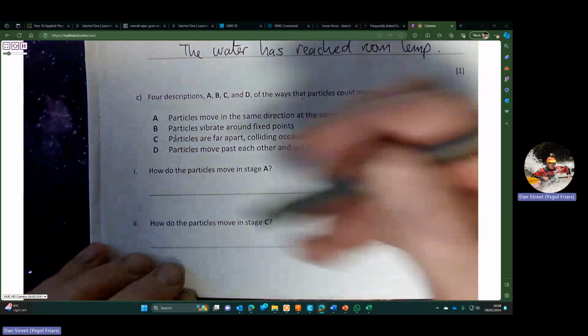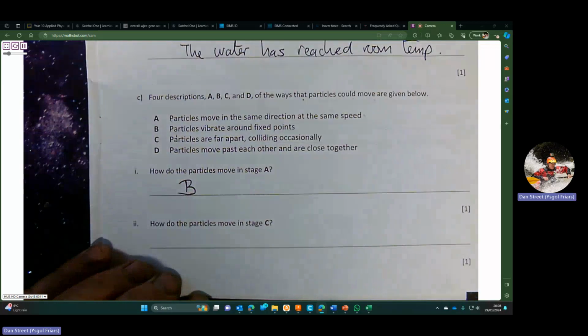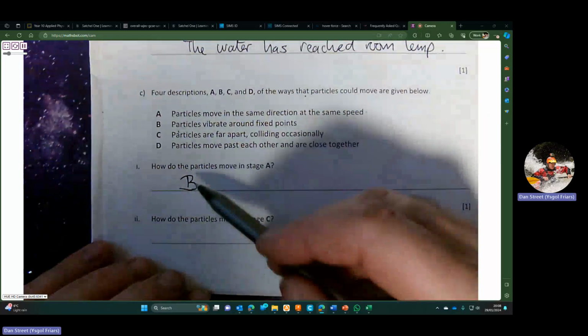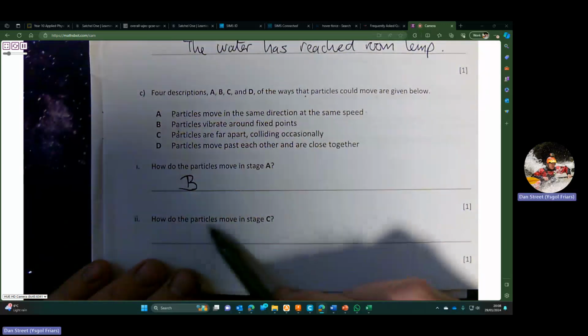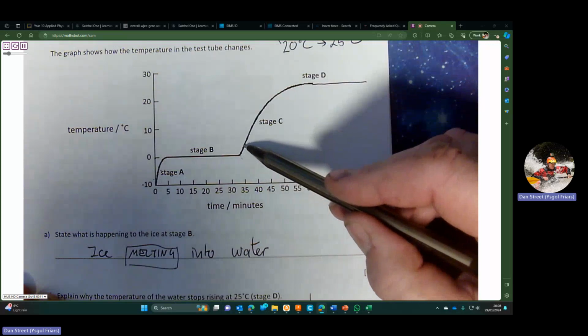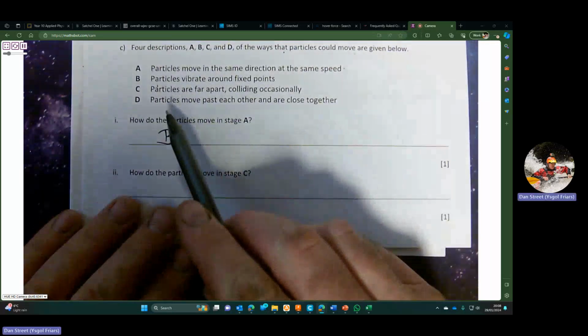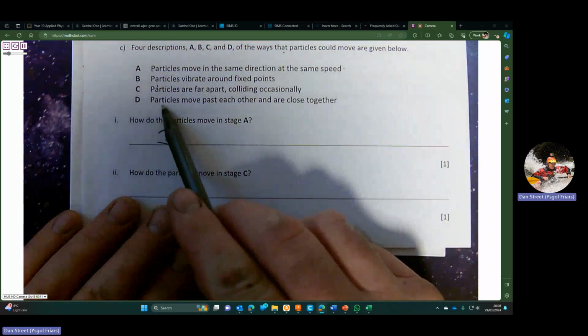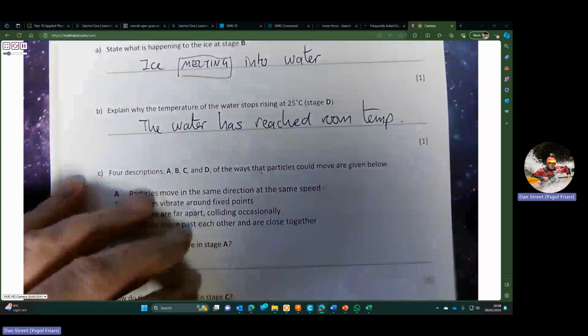Okay, and that would be statement B. Okay, but lots of people didn't fully understand what they had to write there. But B describes particles in a solid. And then it says, how do the particles move in stage C? Okay, well, stage C is where the water, because the melting's finished at this point, so the water is simply warming up, and water is a liquid. So we're looking for a description of the way in which particles move in a liquid, and that would be statement D. Okay, so those are the two correct answers for that one.